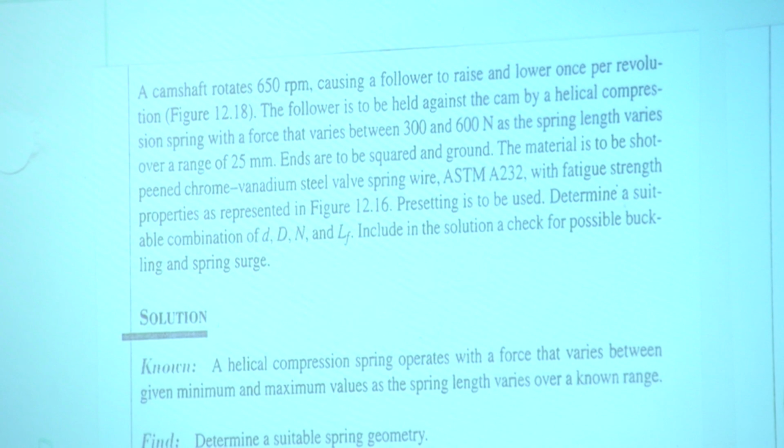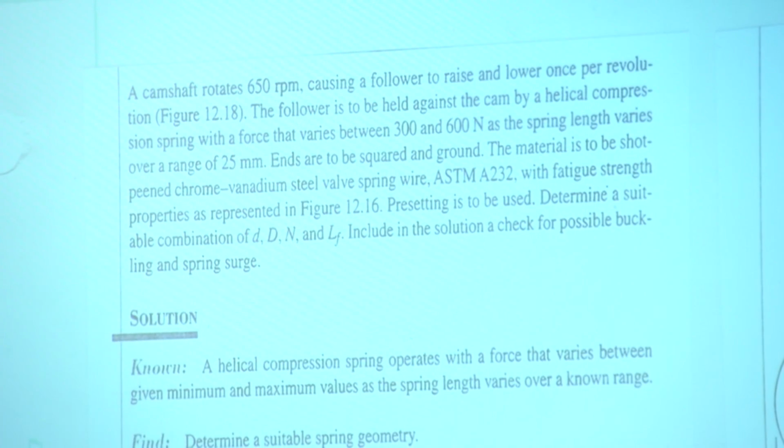A camshaft rotates at 650 RPM, causing a follower to raise and lower once per revolution. The follower is to be held against the cam by a helical compression spring with a force that varies between 300 and 600 newtons, as the spring varies over a range of 25 millimeters. The ends are to be square and ground. The material is to be shot peen chrome vanadium steel valve spring wire, ASTM A232, with fatigue strength properties as represented in figure 12-16. Now, that's 12-16 of the book where I took this from.